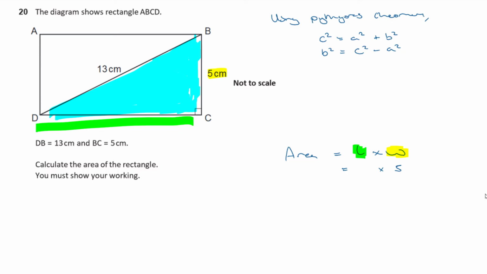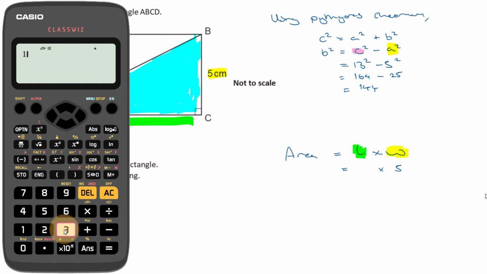So then subbing in what I know. c is going to be this 13, the longer side, squared. So that's 13 squared. And a is the width that we know, that's 5. So 13 squared minus 5 squared. 13 squared is 169, 5 squared is 25. Take one away from the other, that is 144. And we want b though, not b squared, so we need to square root that. Square root of 144, that is 12, isn't it?